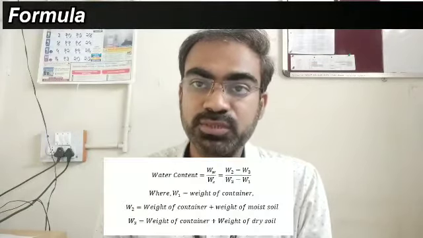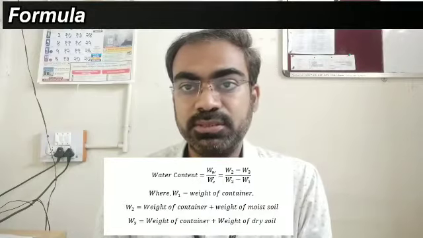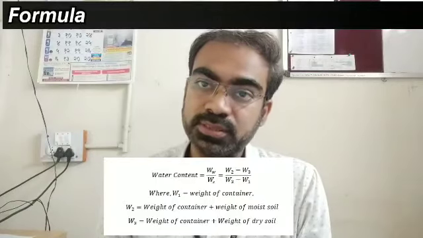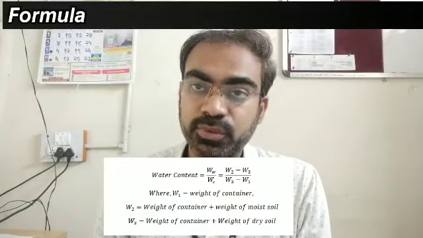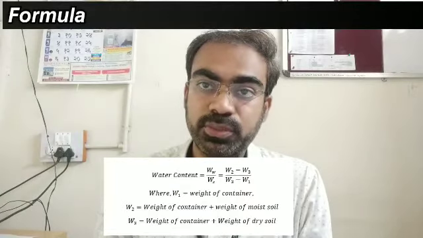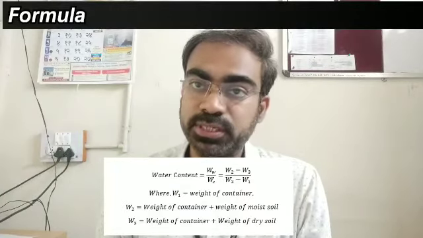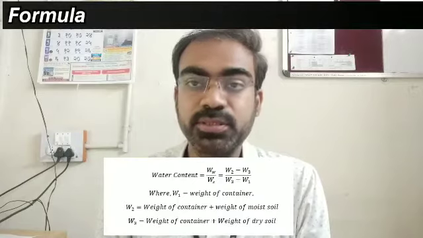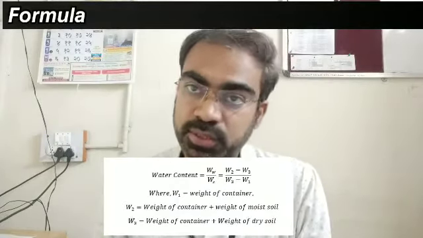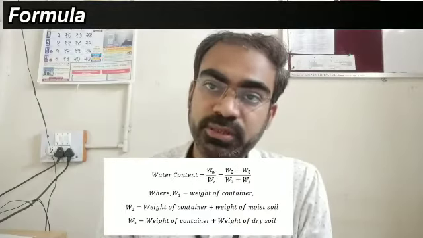Theoretically, it is defined as the ratio of mass of water to the mass of soil solids. So the formula is the ratio of weight of water to the weight of soil solids. It is indicated by small w. It means w = Ww / Ws × 100, and it is expressed in percentage.